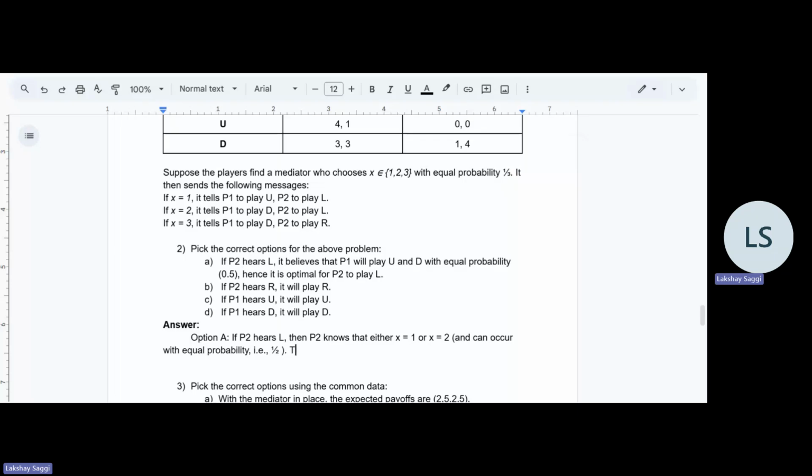And what this means is that, so what does P2 believe? This means that P2 believes that if x was equal to 1, then P1 was being told to play U. And if x was equal to 2, then P1 was being told to play D. So this means that P1 actually plays U with probability half and D with probability half.